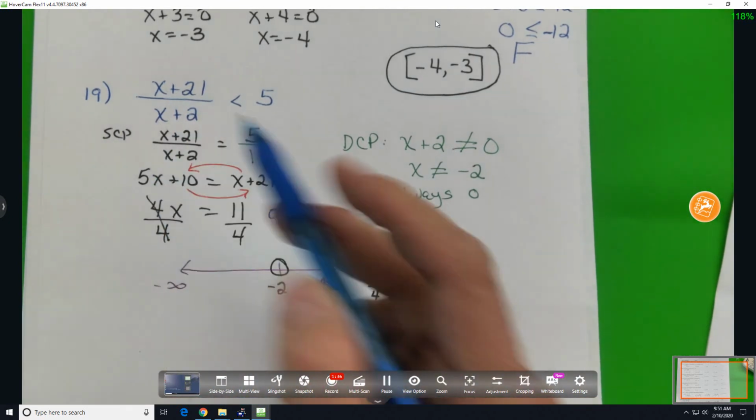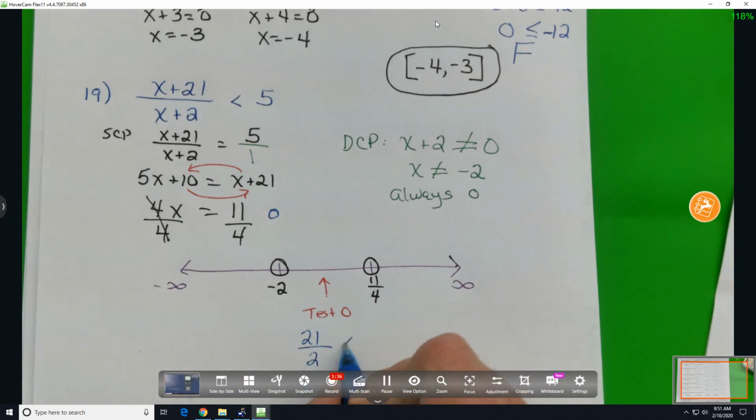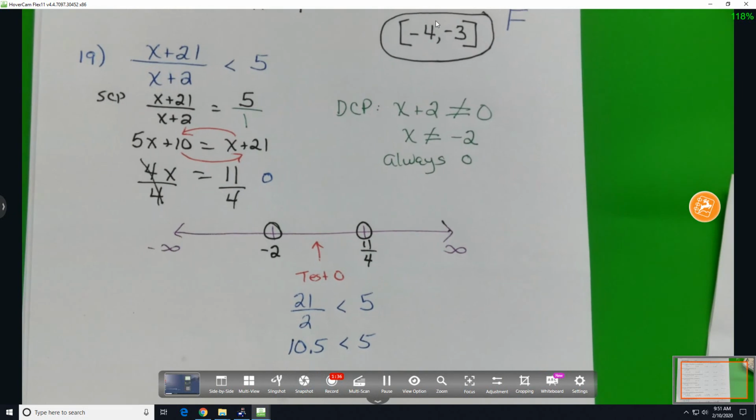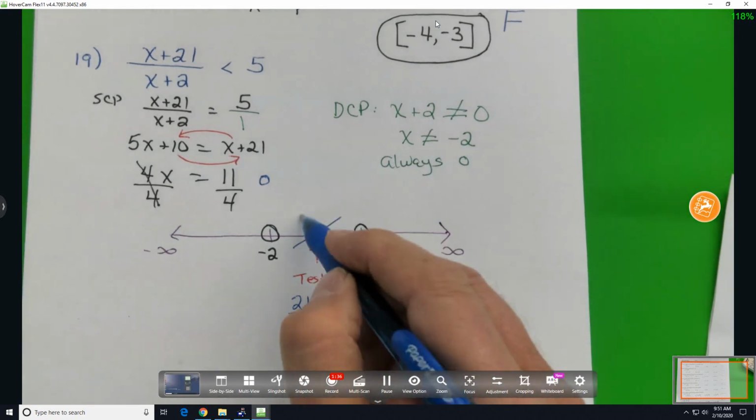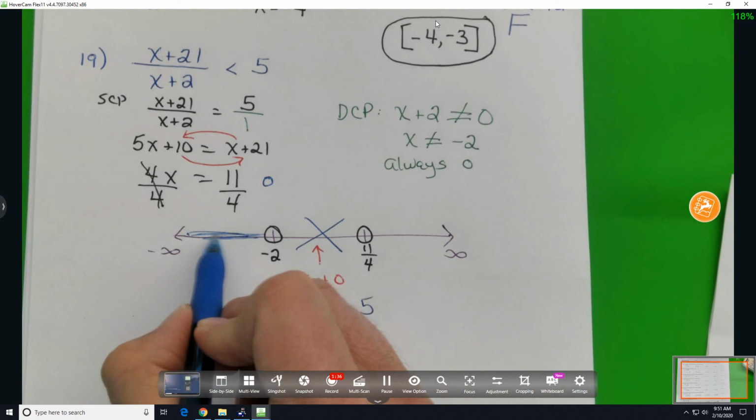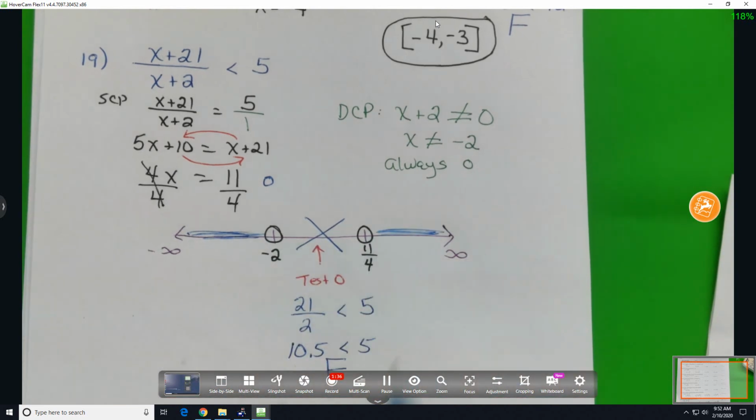0 plus 2 is 2. 21 divided by 2 is 10.5. If you doubt it, maybe punch it into your calculator or do it by hand. Be 10 and a half, 21 over 2. Am I labeling this true or false? False. False. True. True.